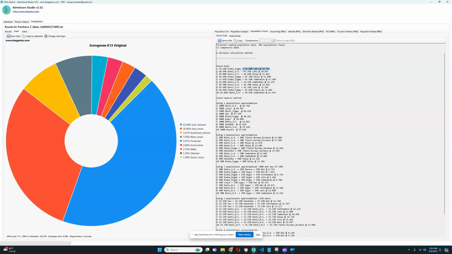Lahu, I think, is Vietnam. There's also 55% Bantu plus 44% Malay. Malay, I think, is Southeast Asia as well. 42% Cambodian. Bantu plus Cambodian, Bantu plus Malay, Bantu plus Miazo, Bantu plus Cambodian once again. So a mixture of African plus Southeast Asian is what she's scoring for the most part.